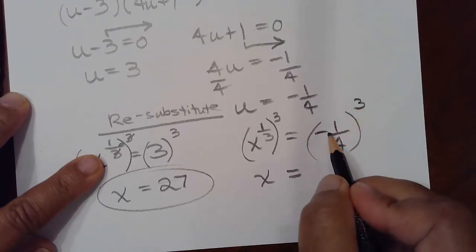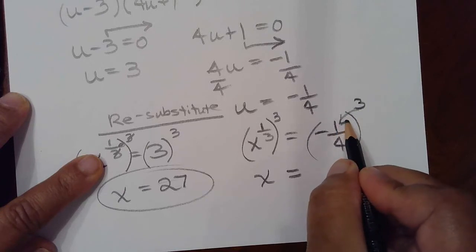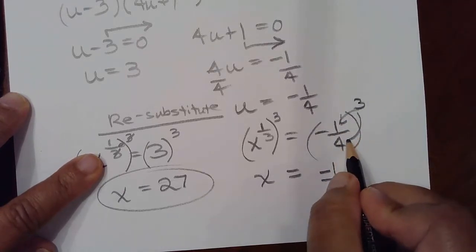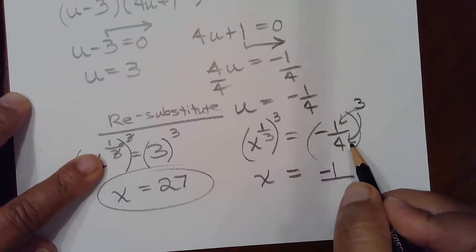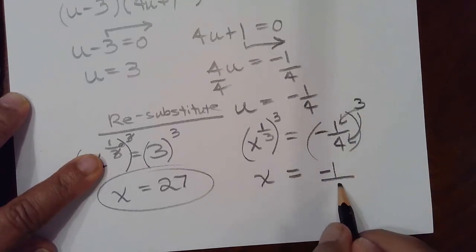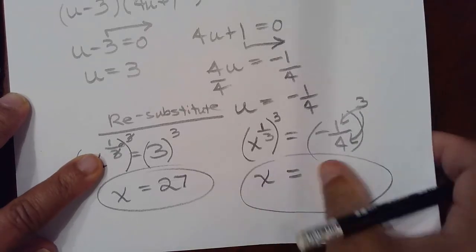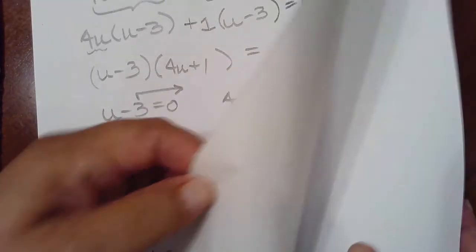Here it's negative 1 cubed. You got to cube the top. Negative 1 times negative 1 times negative 1. That's negative 1. And you also have to cube the bottom. You could always put that in your calculator. 4 cubed is 64. Okay, that gives you the answer for 17.